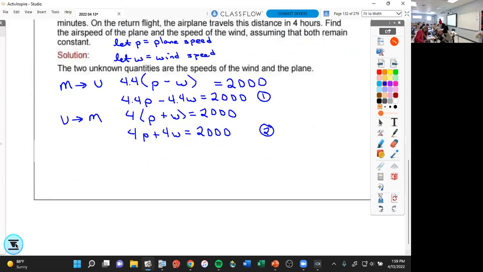Using elimination, what would y'all like to get rid of? What would be the easiest to get rid of? The wind, because one's positive, one's negative. Okay, so you can multiply the... that would give us 8.4 P minus 0.4 W equals 4,000. I did not eliminate a variable. No, what did you get?